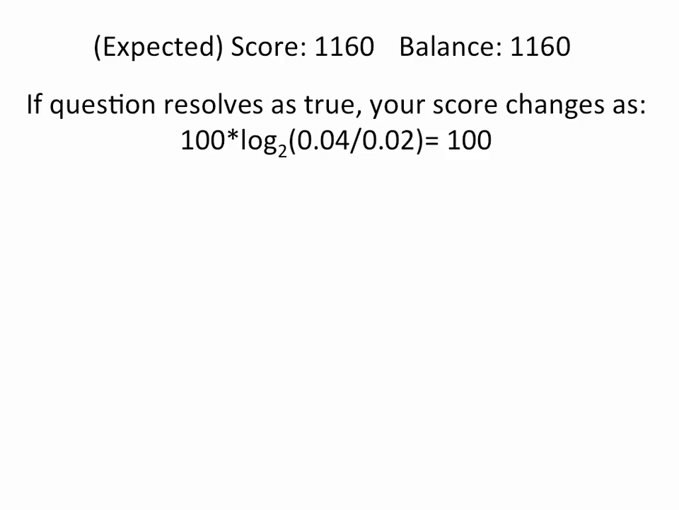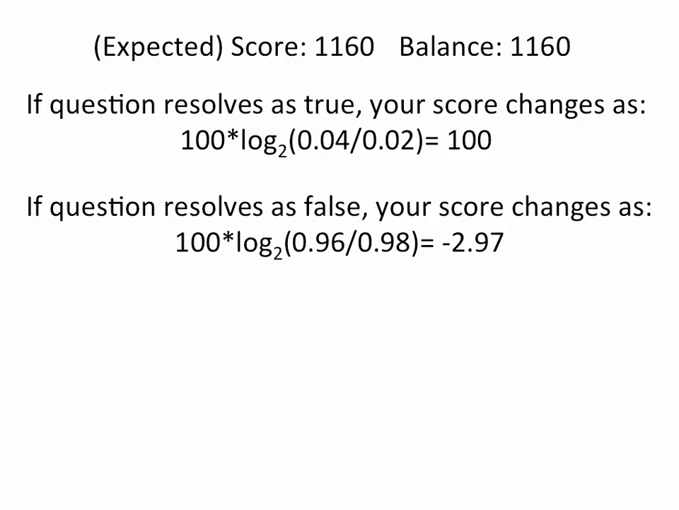Now let's recall the previous example where we changed the probability that a question will resolve as true from 0.02 to 0.04. Initially, our expected score and balance were 1,160. Now, if the question goes on to resolve as true, our score will change as the following. We use the previous formula that we introduced. 100 times log base 2 of 0.04, the new probability forecast, divided by 0.02, the old probability forecast, which gives a score change of positive 100.